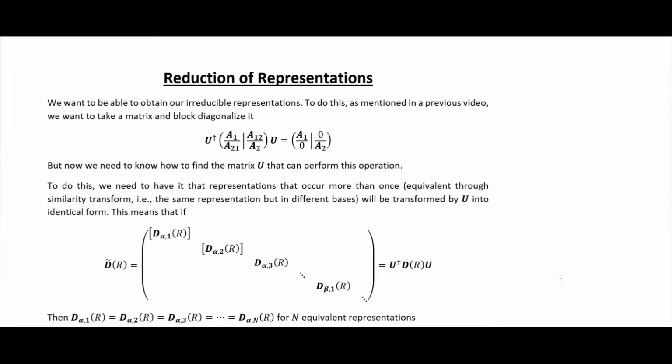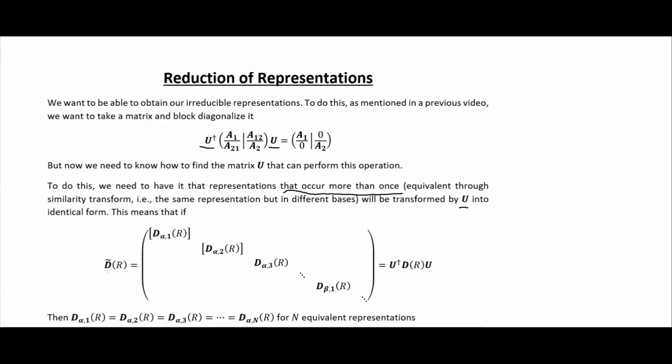In this video, I'm going to talk about the reduction of representations. We've been dancing around this issue, but now we want to actually find out what these two matrices are, this unitary matrix U. To do this, we need the representations that occur more than once in our direct sum to be identical, so they'll be transformed by U into identical form.